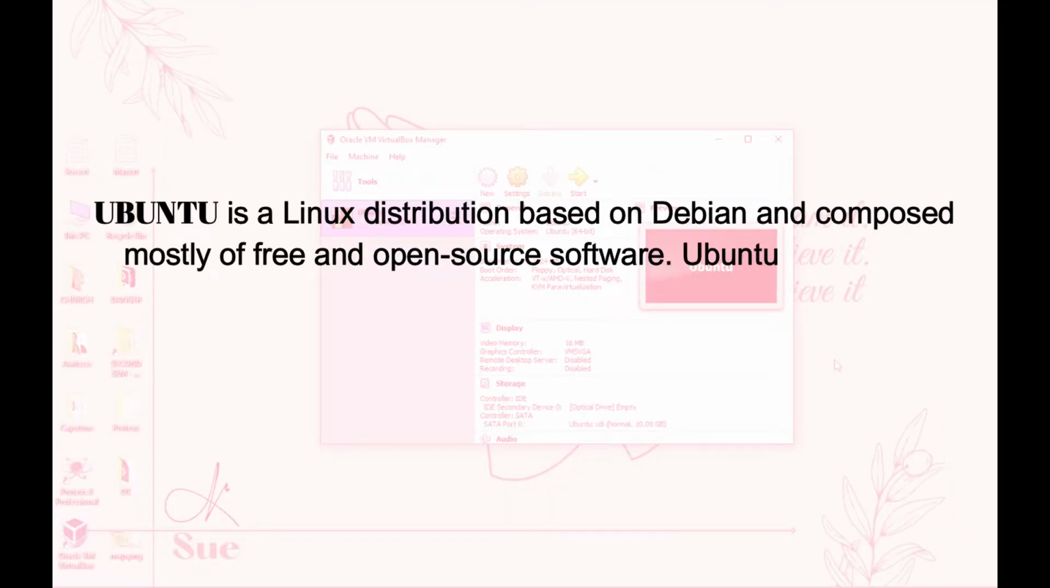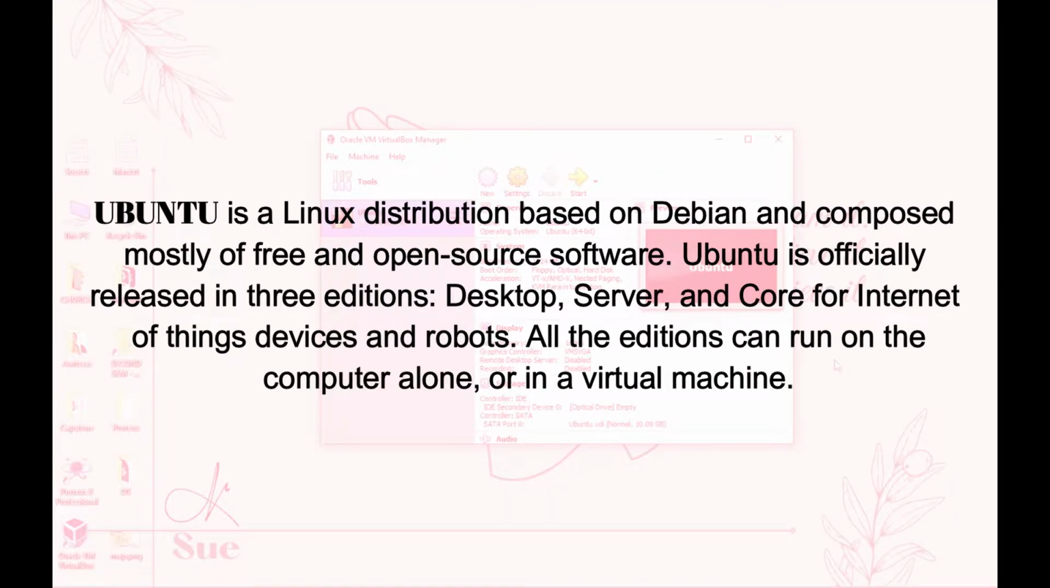Ubuntu is a Linux distribution based on Debian and composed mostly of free and open source software. Ubuntu is officially released in 3 editions: desktop, server, and core for Internet of Things devices and robots. All the editions can run on a computer alone or in a virtual machine.